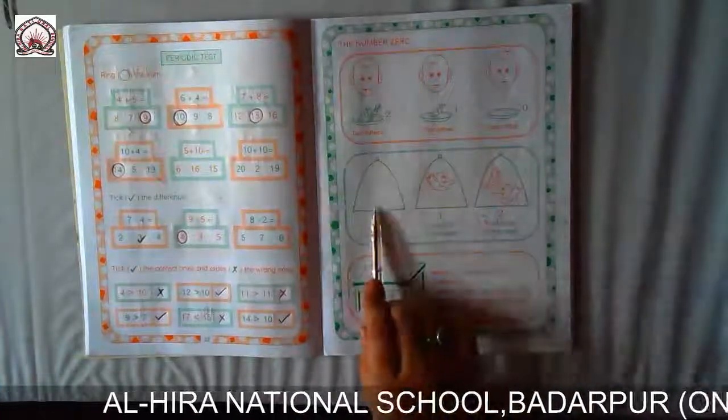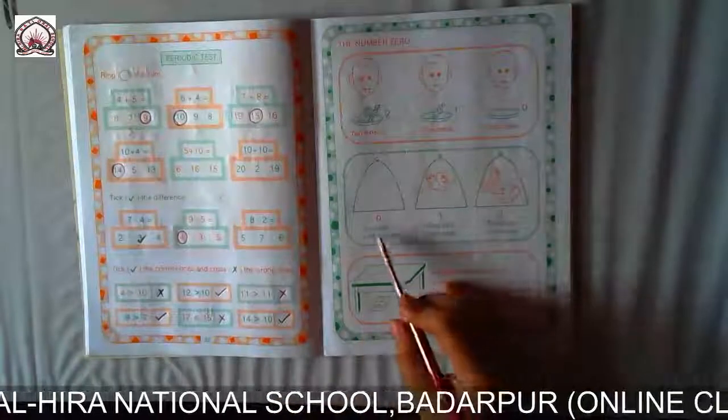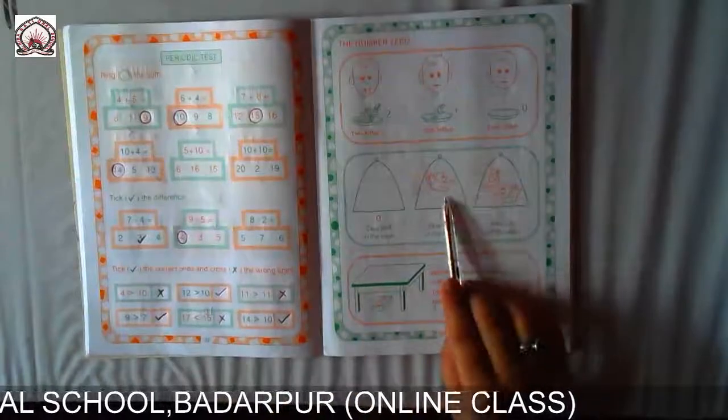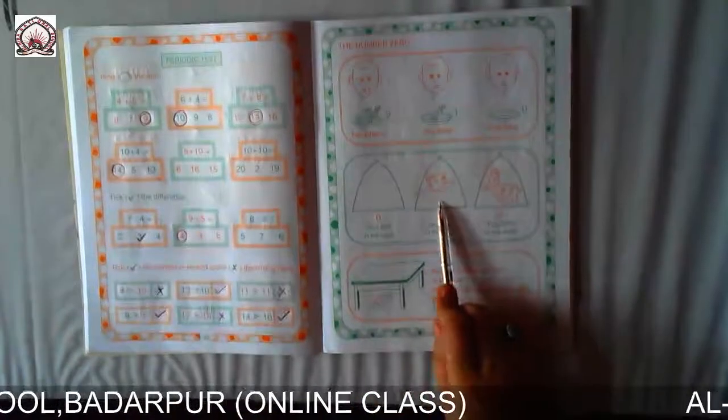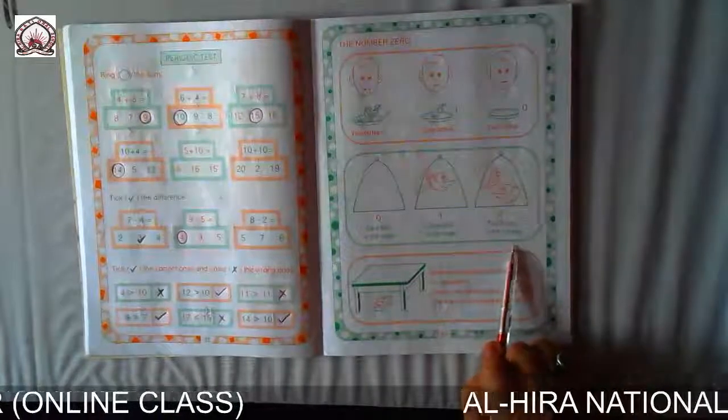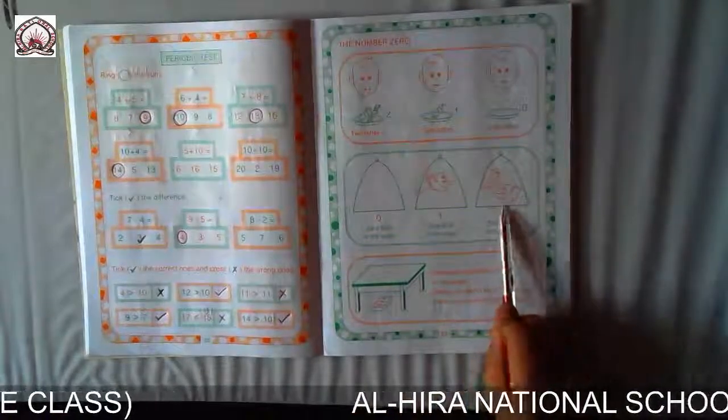So in the first cage nothing is there, that means 0. It is an empty cage. On the second cage you have only 1 bird. On the third cage you have 2 birds. 2 birds in the cage.